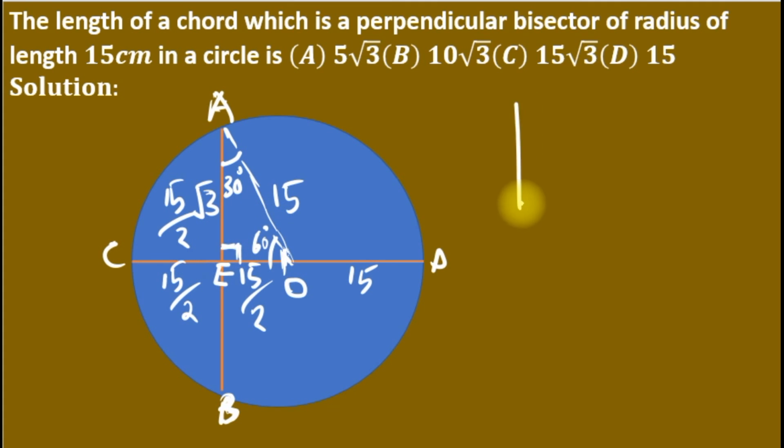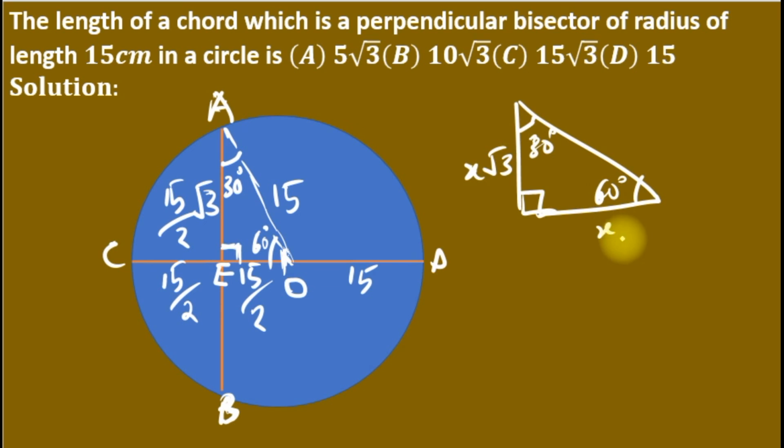And if you have a right angle triangle, where the angle here is 30 and this is 60, if the side facing 30 is x, the side facing 60 is x√3, and the one facing 90 is 2x. So the ratio is 1:√3:2. So that's what I applied here.